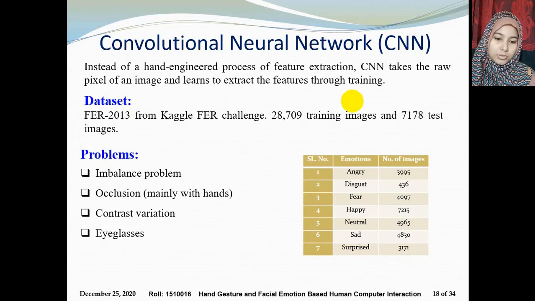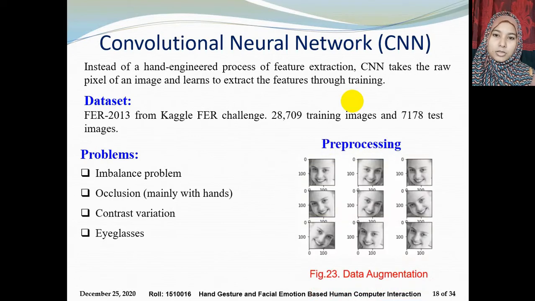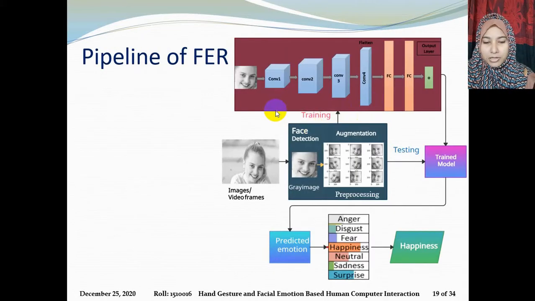There are some other problems also, like contrast, variation, occlusion, eyeglasses, and these problems can be reduced by using some pre-processing. I have used data augmentation for removing this imbalance problem. Data augmentation creates some artificial images by rotating, flipping horizontally or vertically, zooming, changing the intensity, etc.